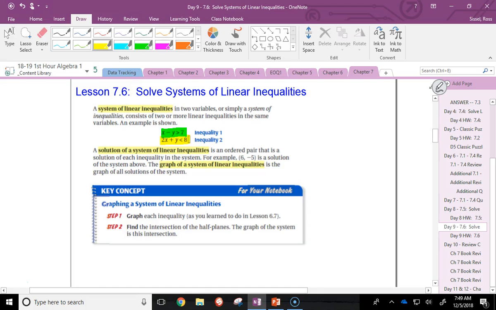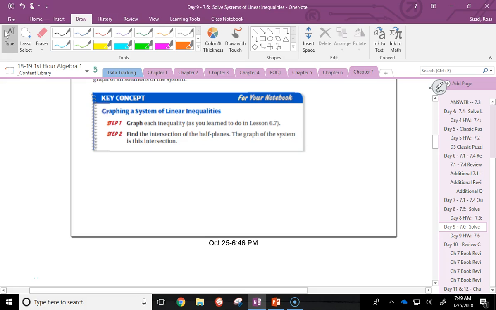However, since it's an inequality, the graph of a system of linear inequalities is the graph of all the solutions. Here's the difference. Mainly what we've been doing, when we graphed two lines, we found one point, and we said that point was the solution. Well, if we have an inequality and we say greater than, it could be that point or more. There's an infinite amount of solutions, because we can go to higher numbers or lower numbers. So here's how we're going to do it, and it's fairly simple.